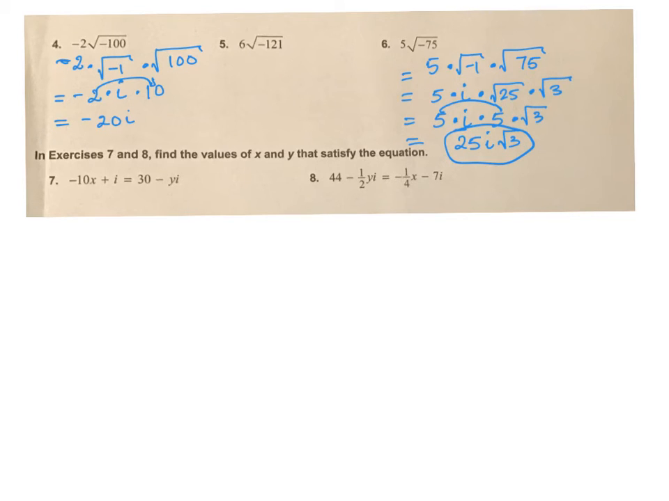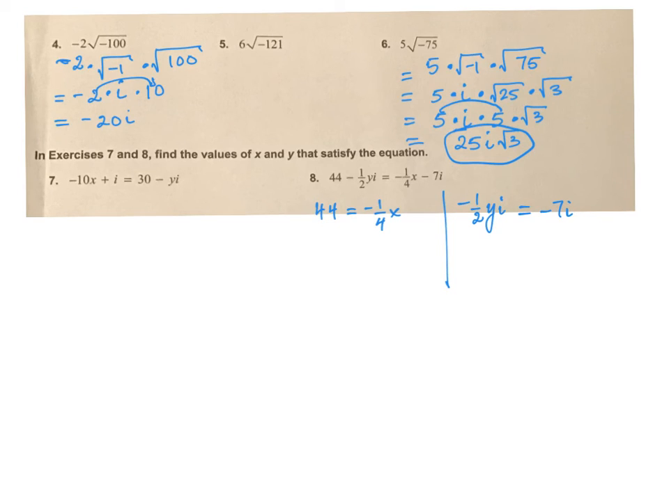In examples number 7 and 8, we need to find the values of x and y that satisfy the condition. So we must equate the real parts together. So 44 equals negative 1/4 x, and negative 1/2 yi equals negative 7i, because the real parts are equal to each other and the imaginary parts are equal to each other. So we're going to write it like this. 44 equals negative 1/4 x, and the imaginary parts, negative 1/2 yi equals negative 7i.